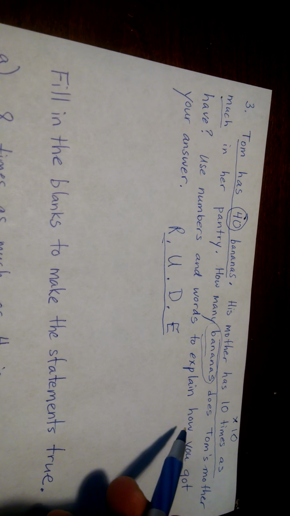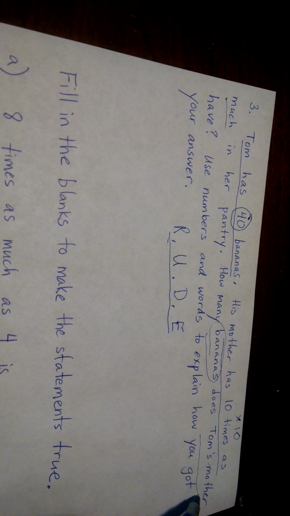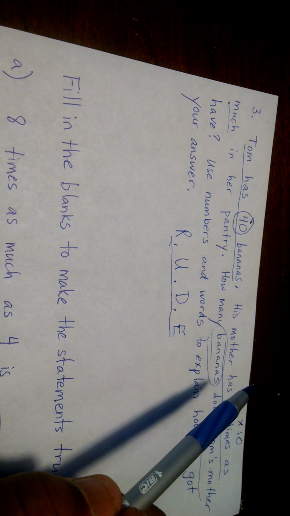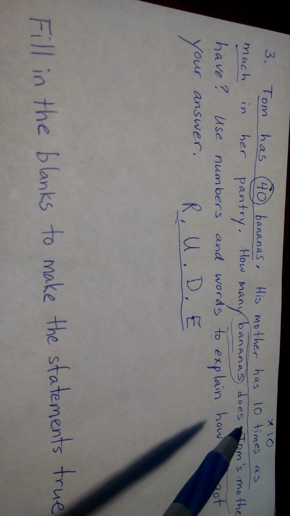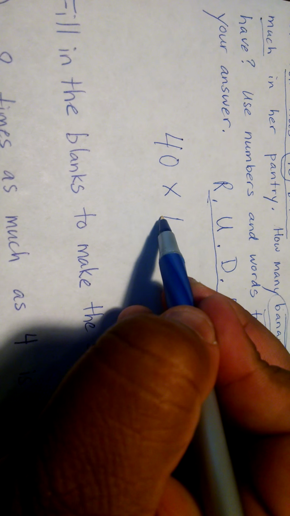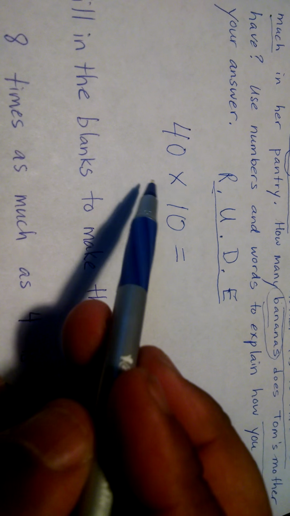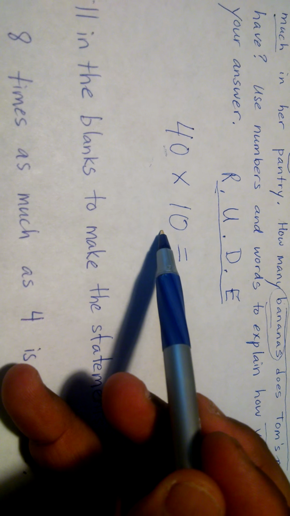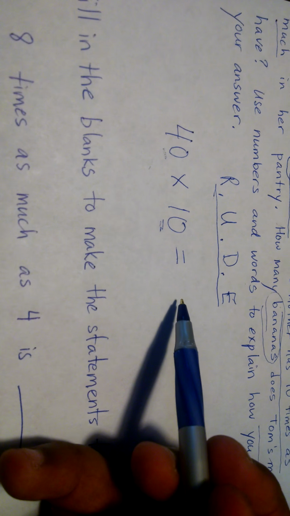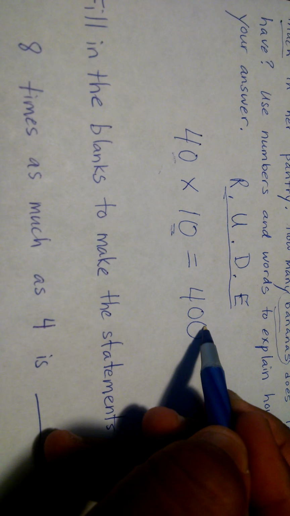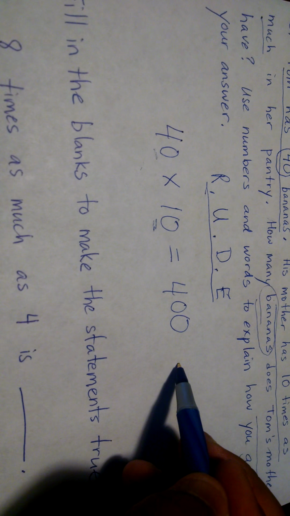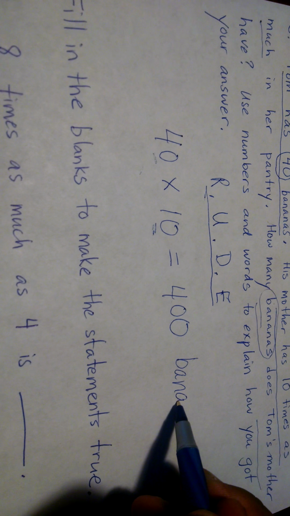does Tom's mother have? So Tom has 40 bananas. His mother has 10 times as much. So I want to know how many bananas Tom's mother has. So I would write the equation, 40 times 10. And I know that if I have a 0 here and a 0 here, there's going to be 2 zeros in my answer. And that's 400. And the label is bananas. So I'll write that label in.